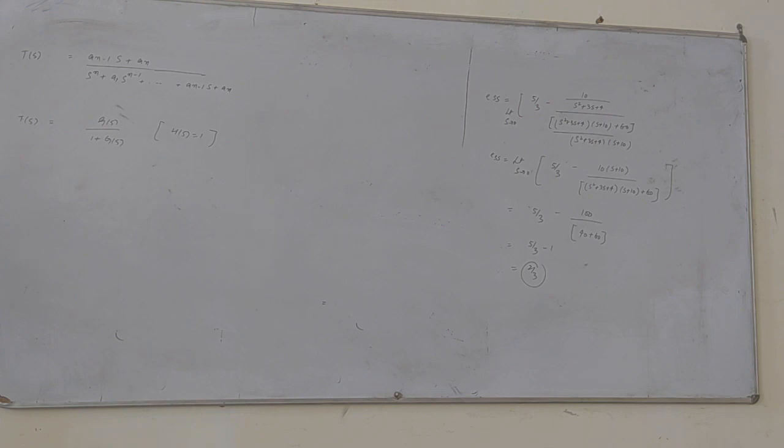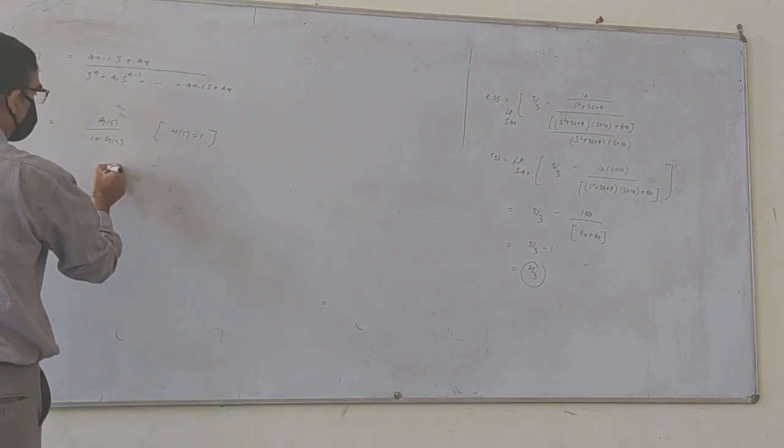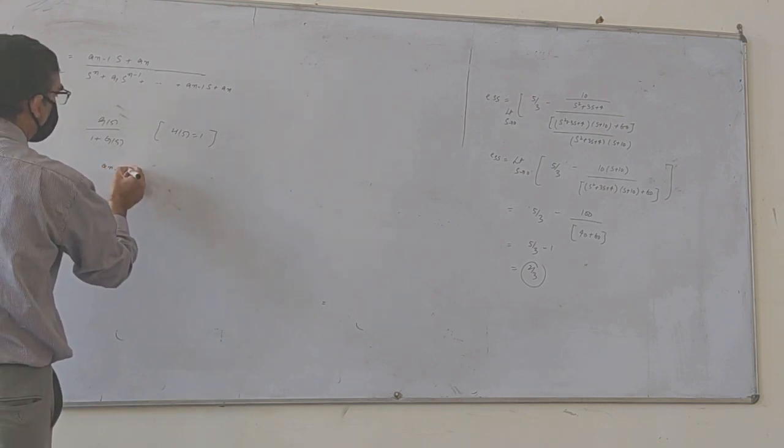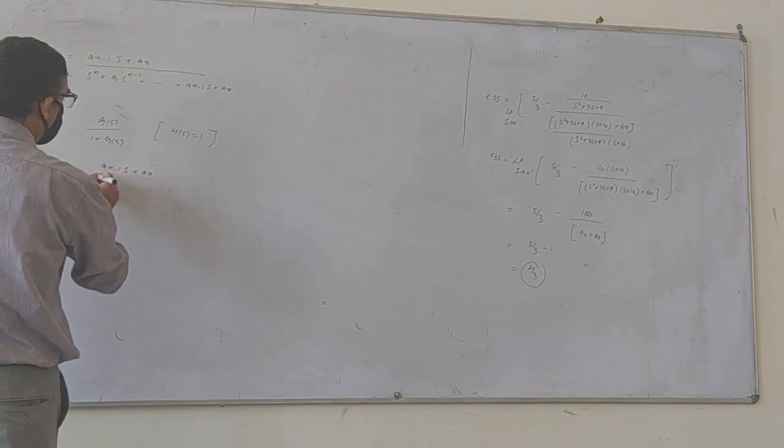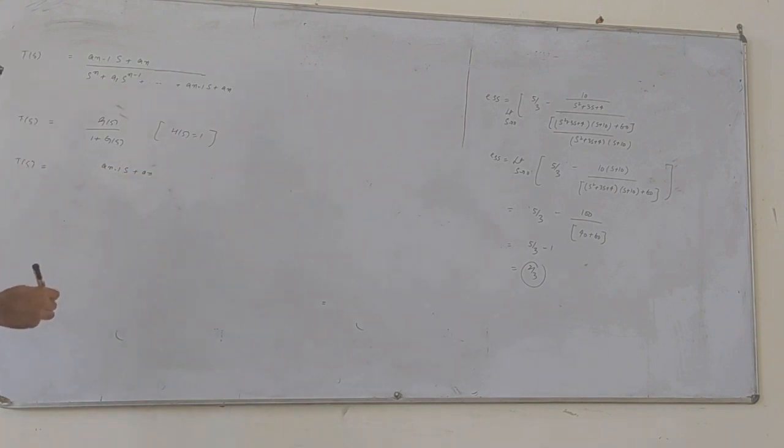Okay, well done. That's correct. No, that's not important for me. Important is what is the open loop transfer function? (a_{n-1} s + a_n) divided by s^n + a_1 s^(n-1) plus and so on. G(s).